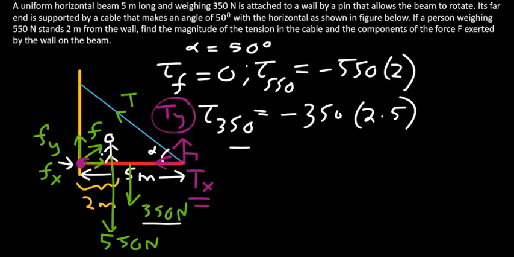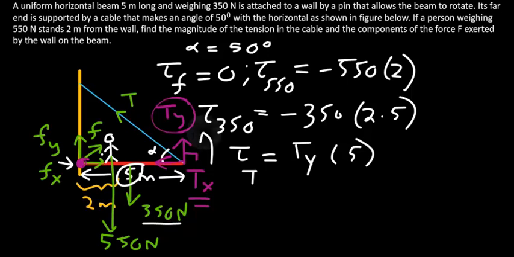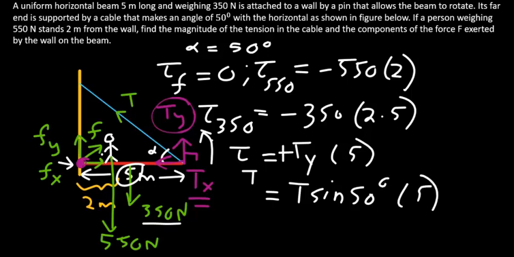The torque due to tension is therefore the y component of that tension times the moment arm, which is 5 meters, because the tension force is situated at a distance of 5 meters from the axis of rotation. This Ty will tend to rotate the beam counterclockwise, so the sign can be taken to be positive. In terms of tension, Ty is T sine alpha. So sine alpha is 50 degrees times 5 meter.